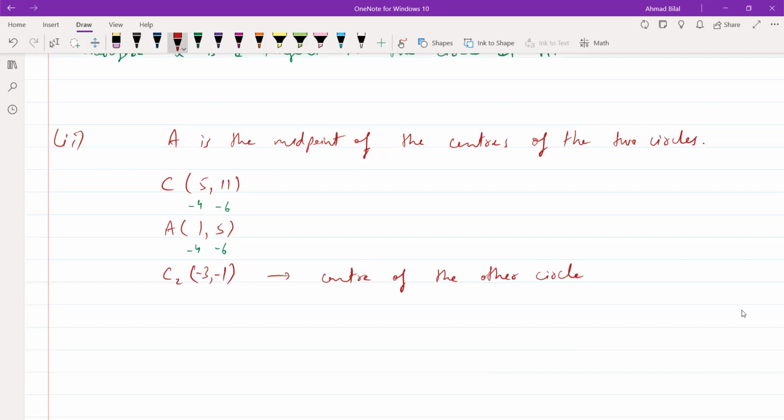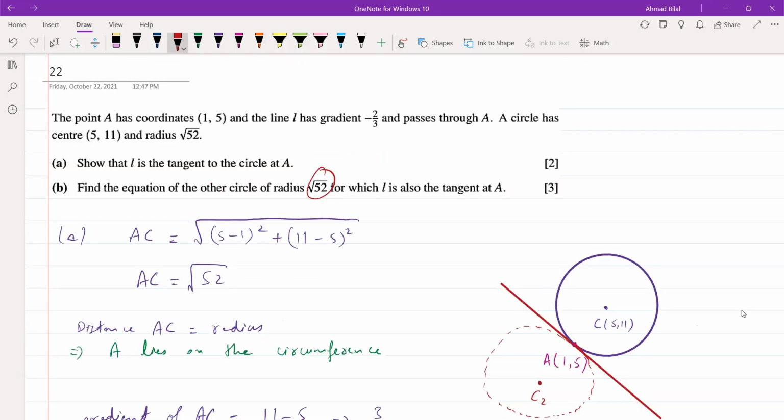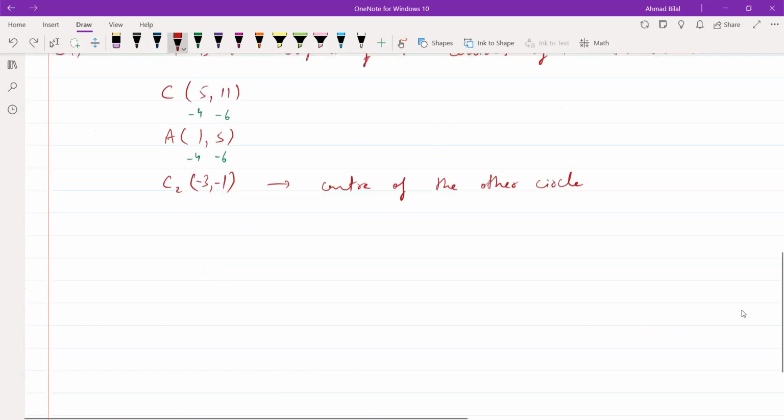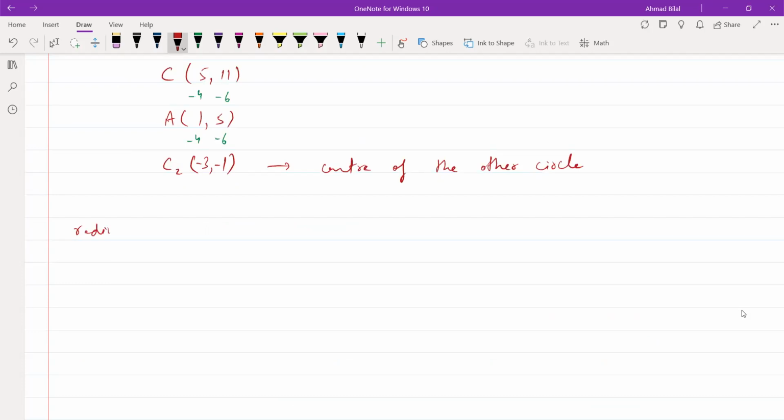The radius was given as square root of 52. You can write down the equation of the circle using this information. The equation of the circle is going to be x plus 3 whole square plus y plus 1 whole square equals square root of 52 squared. It's just going to be 52. That's the equation, right? Is that okay to everyone?